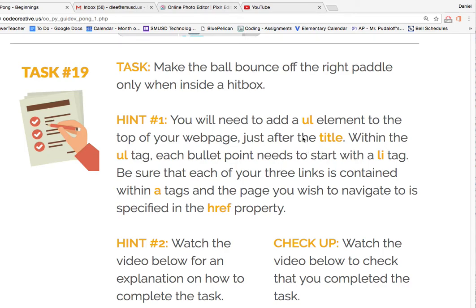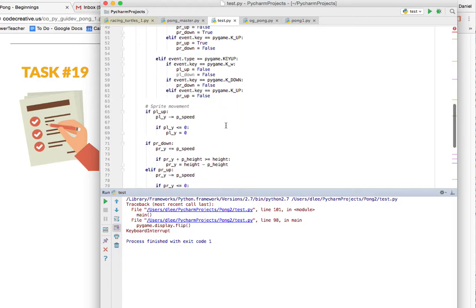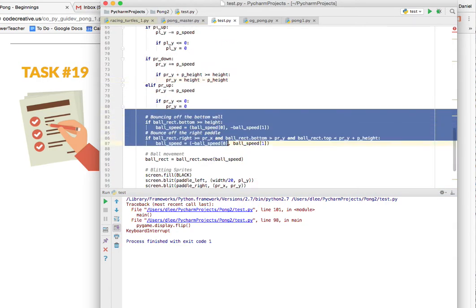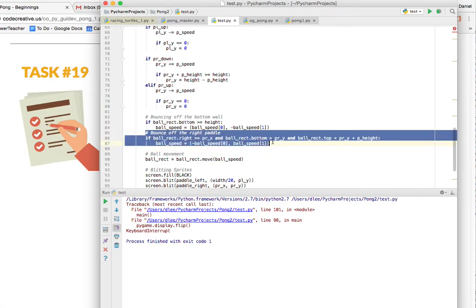So now we are to make the ball bounce off the right paddle, but only when inside the hitbox. So let's go ahead and get that going. So this is where, well, where's the ball bouncing? Okay, so this is where the ball is bouncing off the right paddle.